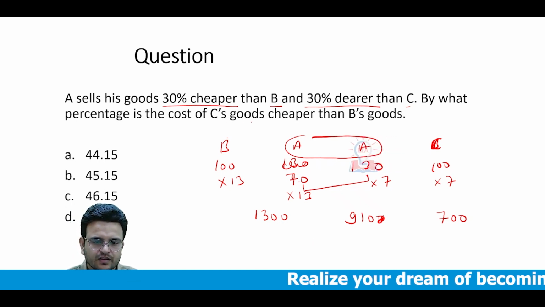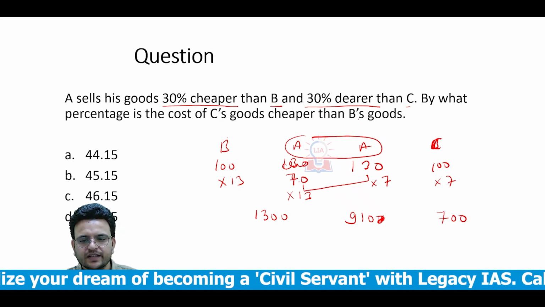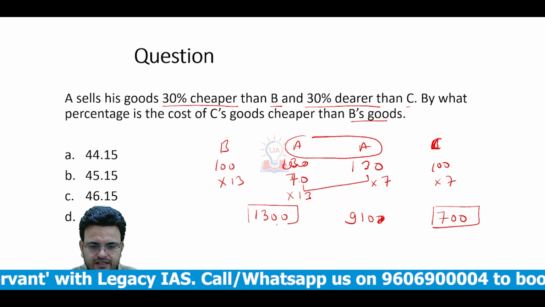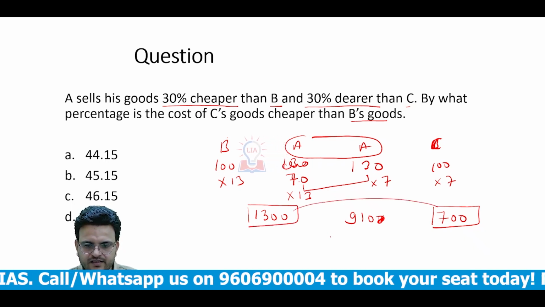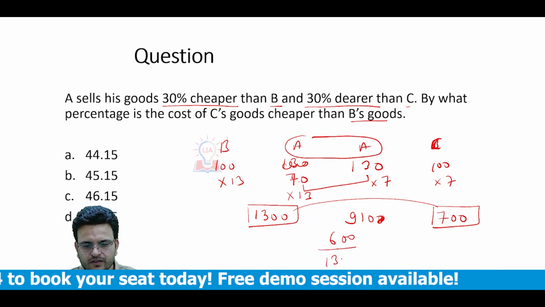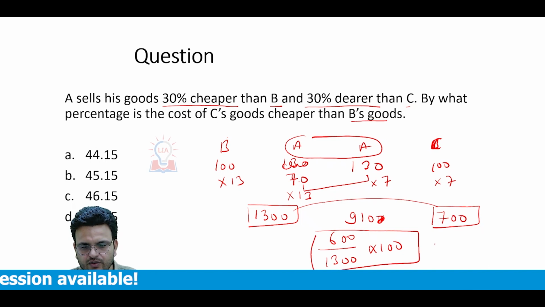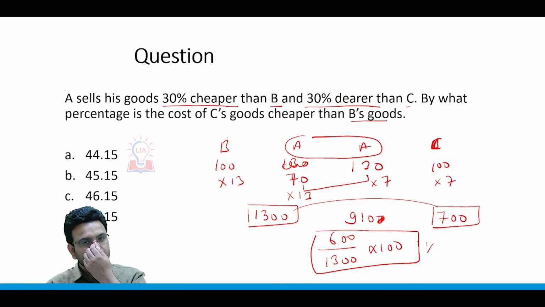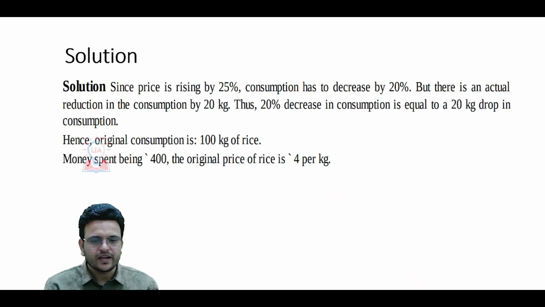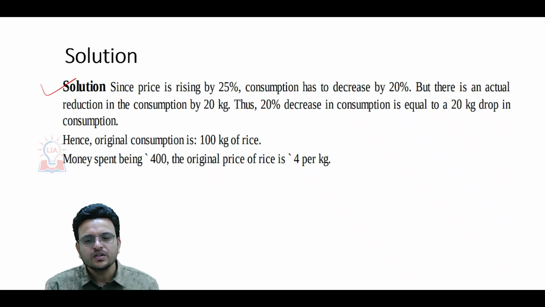Now, by what percentage is the cost of C's goods cheaper than B's goods? So C is 700 and B is 1300. How much is the difference? 600 out of 1300 into 100. If you solve it, you are going to get the answer. So whenever such types of questions come, try to find the common link. Okay, here the solution is also given. Just go through the solution and you will be able to solve it.